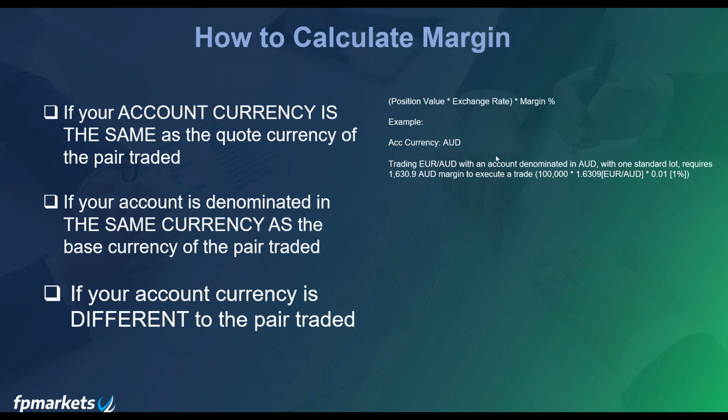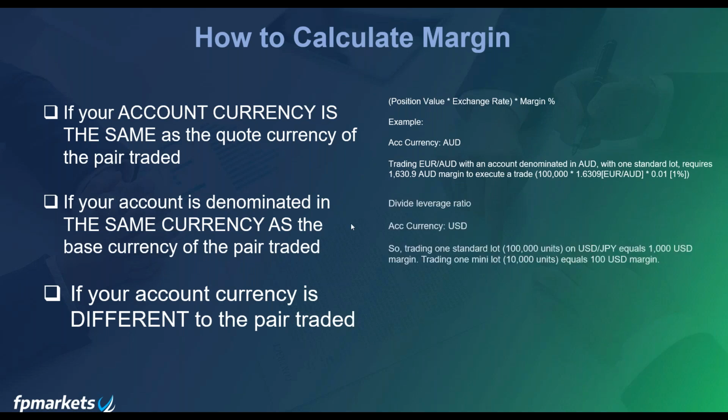So as an example, trading Euro Aussie dollar with an account denominated in Aussie dollar with one standard lot requires 1,630 Aussie dollars margin to execute a trade. And that is 100,000 position value multiplied by the Euro Aussie dollar price, 63.09, multiplied again by 0.01 or 1%. If you traded just one mini lot, you simply swap the 100,000 value here with 10,000, and you'll get approximately 163 Aussie dollars in margin.